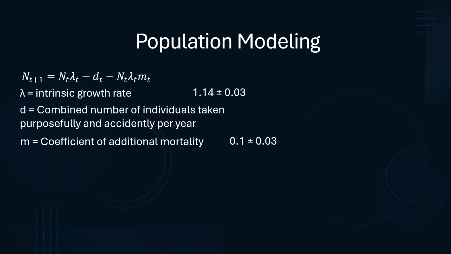Then they transformed this original equation into this one here, where N(t-1) is the population at the end of the year, accounting for the annual growth, additional mortality, and individuals taken per year.